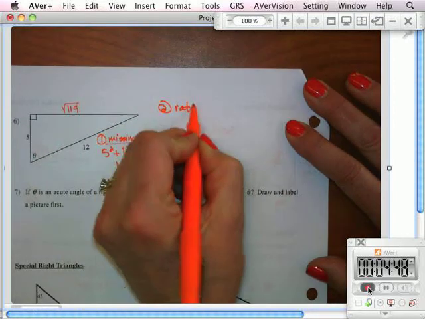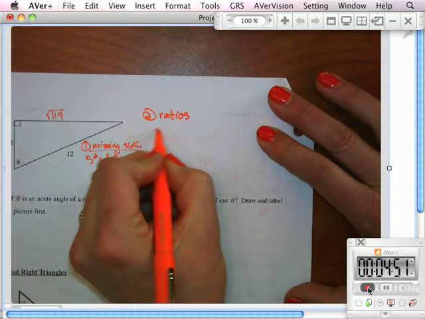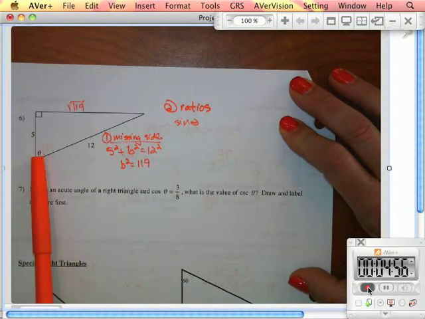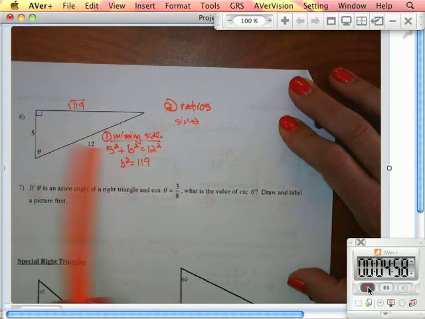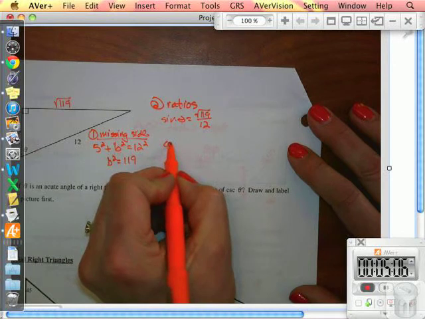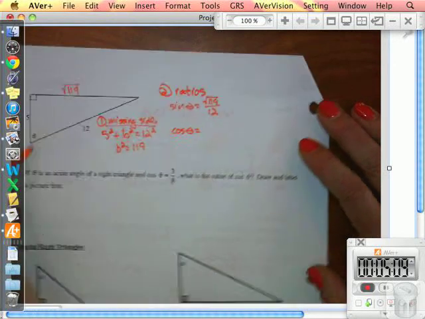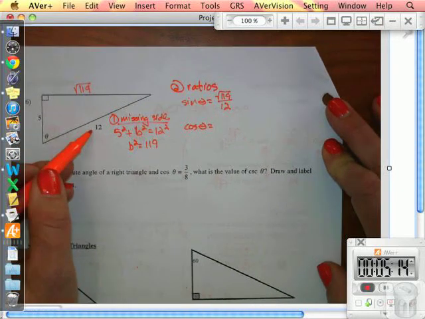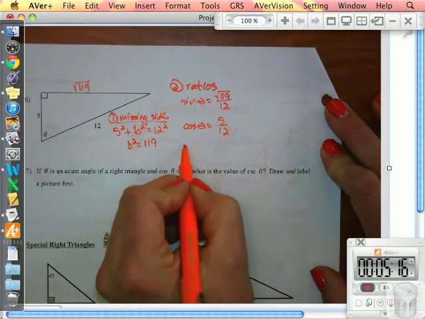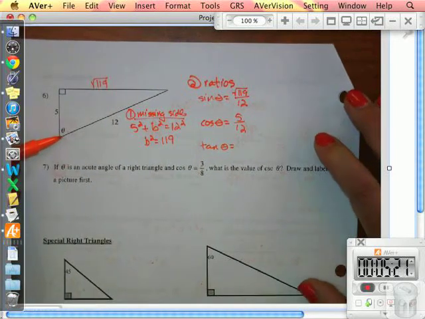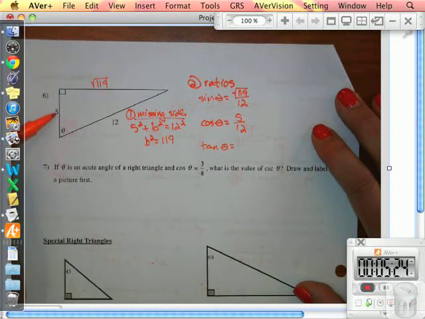Easy enough. The sine of theta, from this angle right here, sine is opposite over hypotenuse. So it's the square root of 119 over 12. Cosine of theta is from this angle adjacent over hypotenuse. So it's 5 over 12. And then tangent of theta is equal to, from this angle, opposite over adjacent.